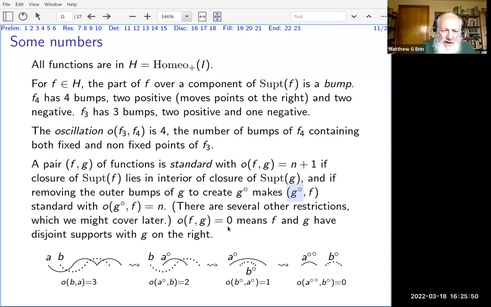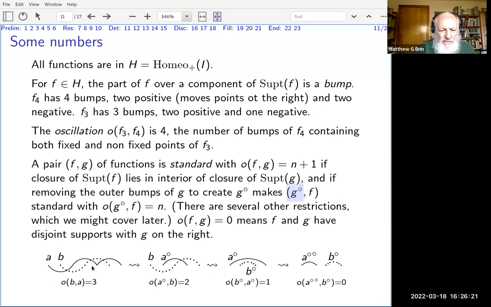And when you finally get to oscillation number 0, then the supports are going to be disjoint. And the more important function is supposed to have the supremum of support to the right of the less important function. And that's what we're showing here. So if you go through the sequence, A is the dominant function, B is a lesser function. The oscillation number is 3 because every bump of A contains both fixed points and non-fixed points of B.